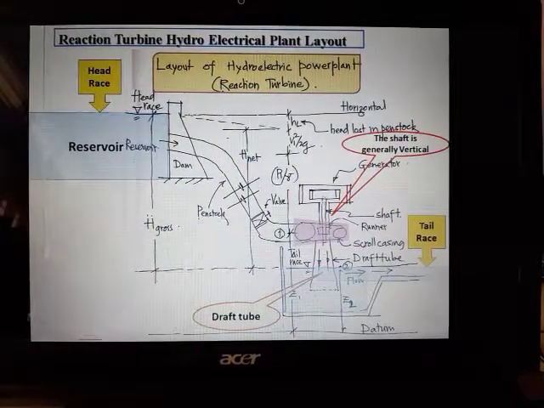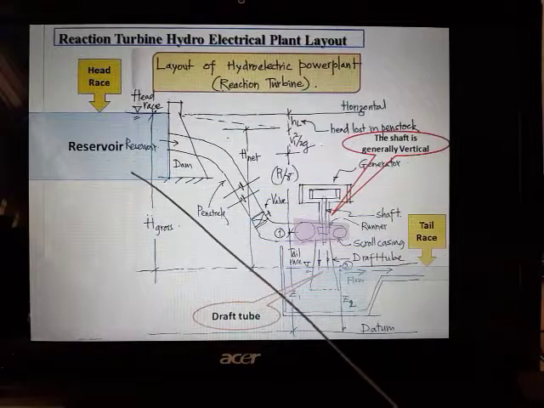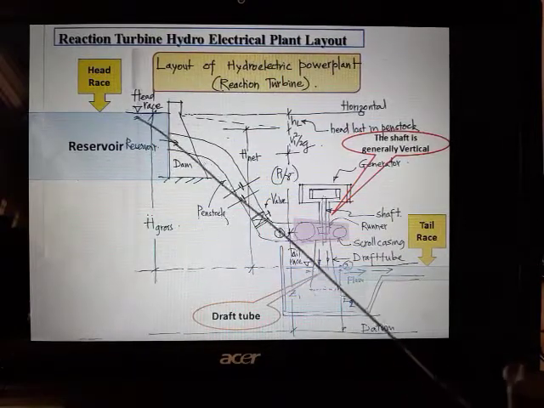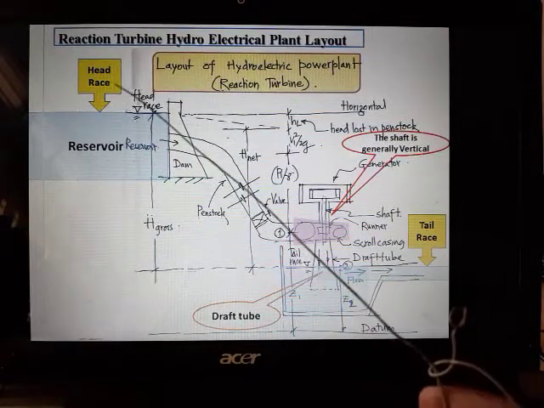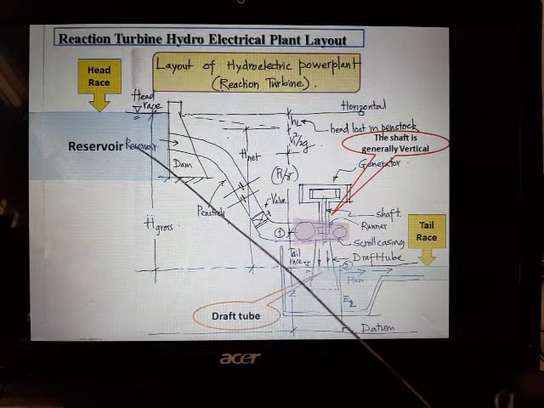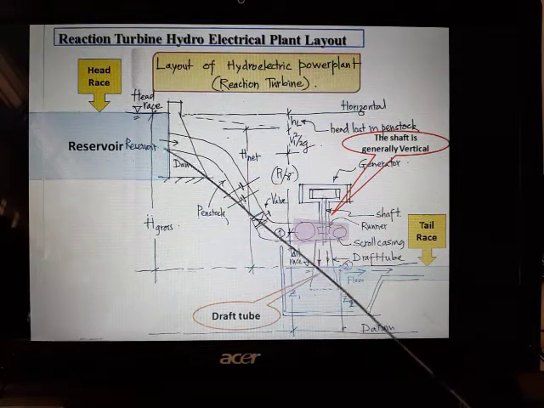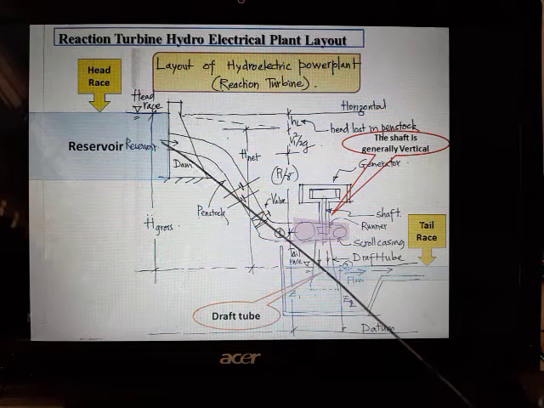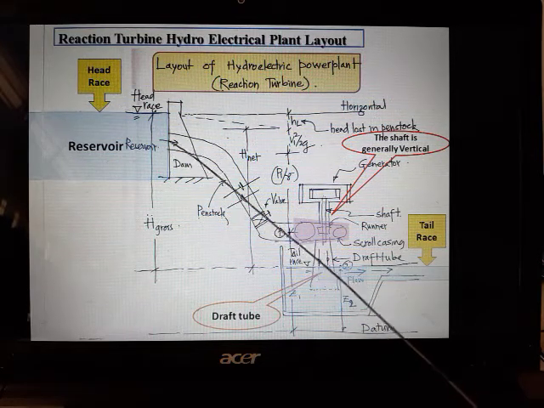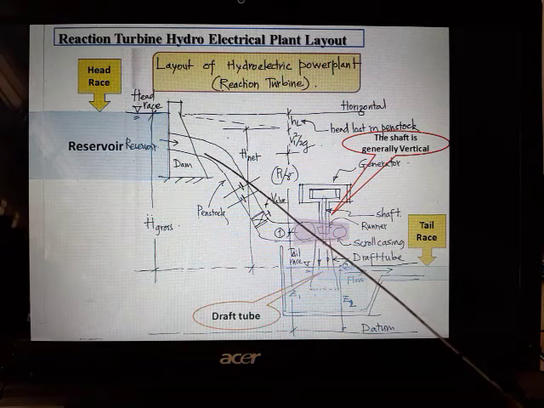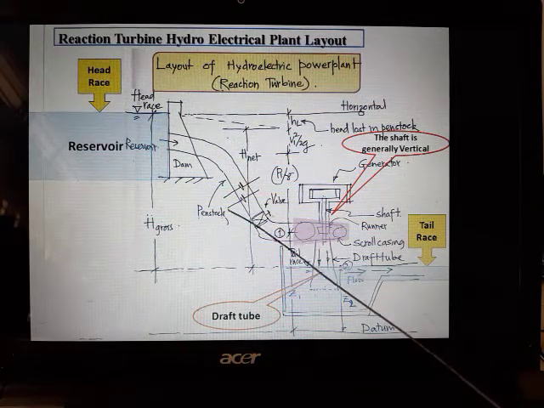Okay, we have a reservoir. The top surface of the reservoir is known as head race. The water is taken, of course, after some screening, so that no debris enters into this pipe. The pipe is known as penstock.